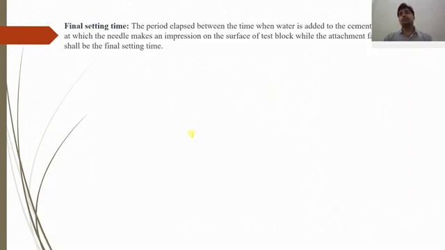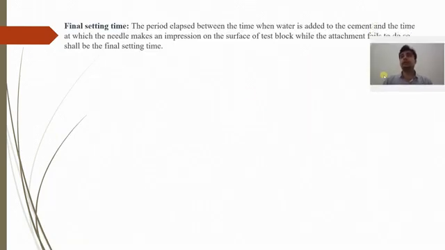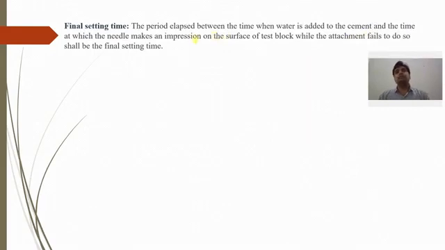Next, final setting time. Final setting time is the time elapsed between the time when water is added to the cement and the time at which the needle makes an impression on the surface of the test block while the attachment fails to do so. That shall be the final setting time.